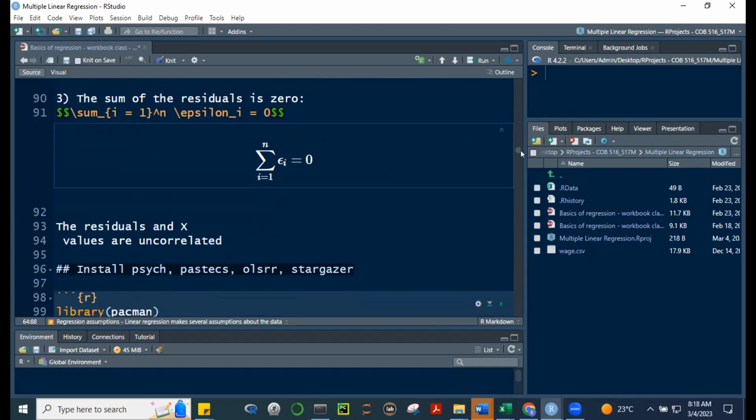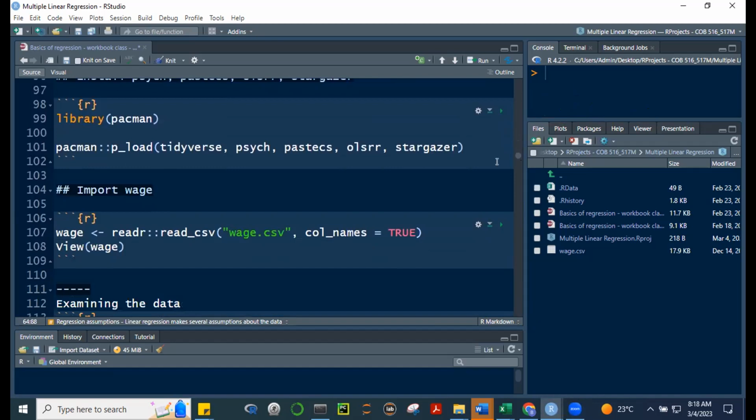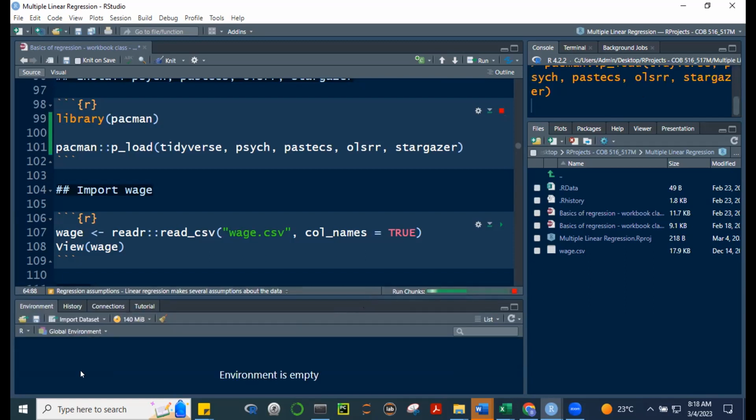So let's go here. Let's first load our packages: tidyverse, psych, pastecs, OLS, stargazer. And then my data is not yet loaded here. Okay, so make sure that your data is loaded. If you open the project itself, then the file is here, wage.csv natin. So let me open this.